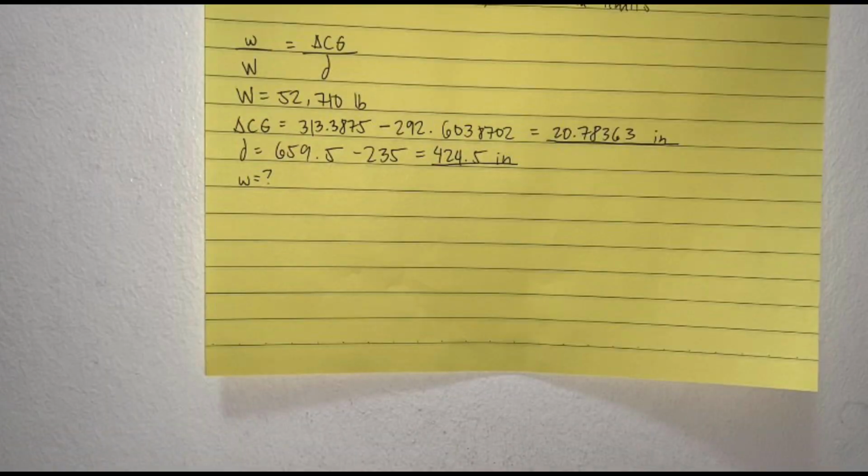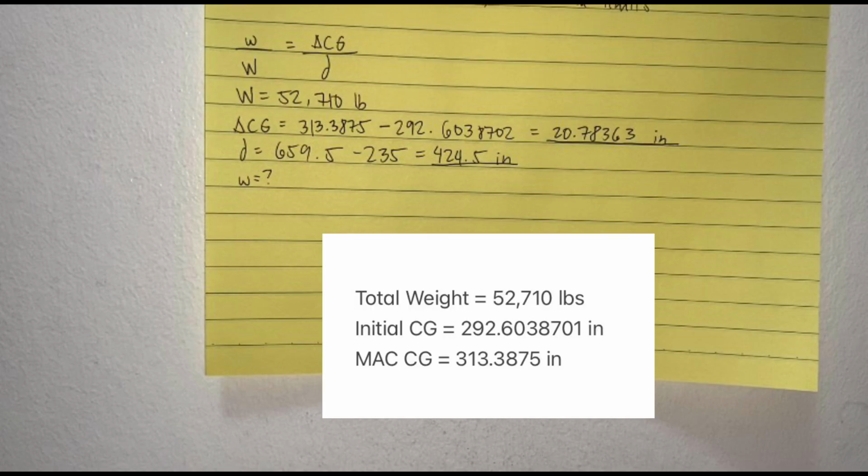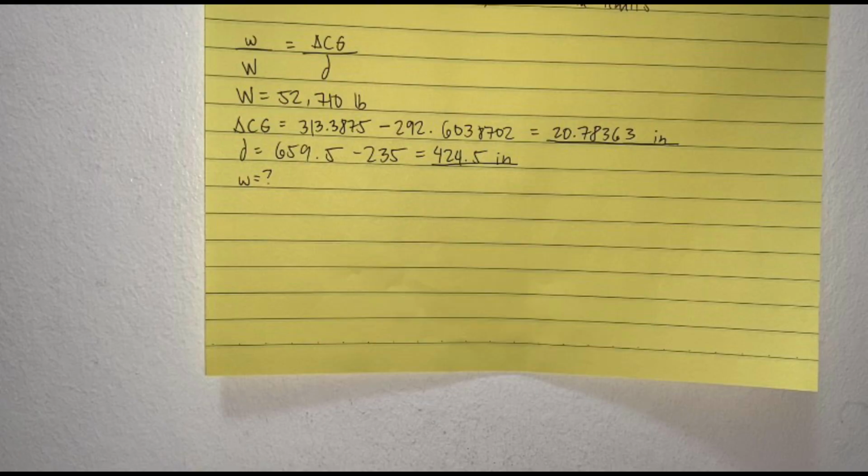Here are the given values that I have written for the weight shifting process. The uppercase W is the total loaded weight that is from our table. The change in CG is calculated by subtracting the CG from our percent Mach and the CG from our loaded CG. After subtracting, our change in CG will now be 20.78363 inches.